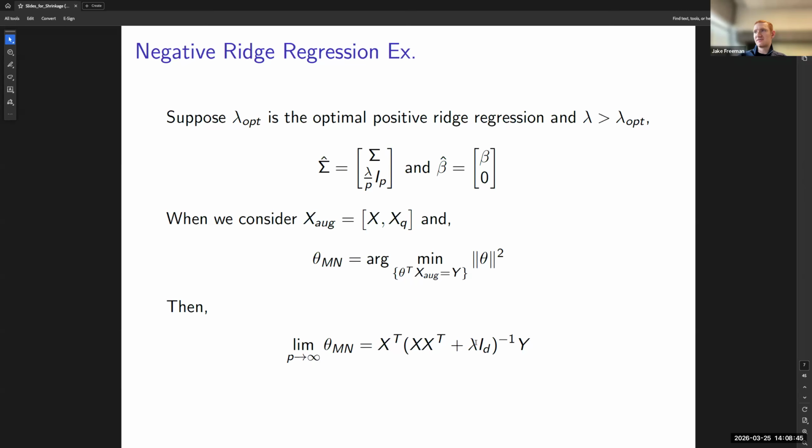So in this case, if you imagine that you're already overly regularized, then it might make sense to put some negative ridge penalty to bring you back to the optimal ridge regression. That's one of the motivations for why you could think of negative ridges making sense.